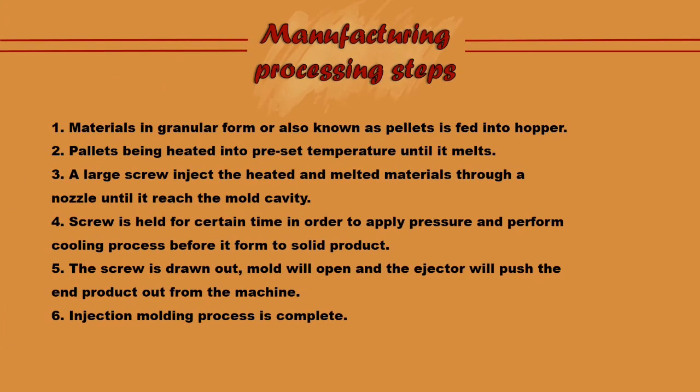Lastly, the manufacturing step of the injection molding process. There are 6 processing steps before raw material is transformed into a solidified specific shape. First, material in granular form, also known as pellets, is fed into a hopper. Pellets will be melted as they are heated at a preset temperature. The heated and melted pellet is injected into the mold cavity by the screw. The screw is held for a certain time in order to apply pressure and perform the cooling process before it forms a solid product. The screw is drawn out, the mold will open, and the ejector will push the end product out of the machine. By this, the injection molding process is complete.